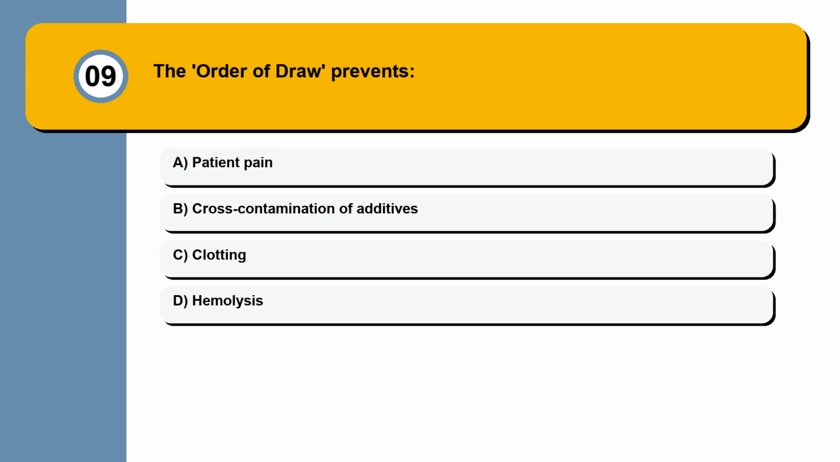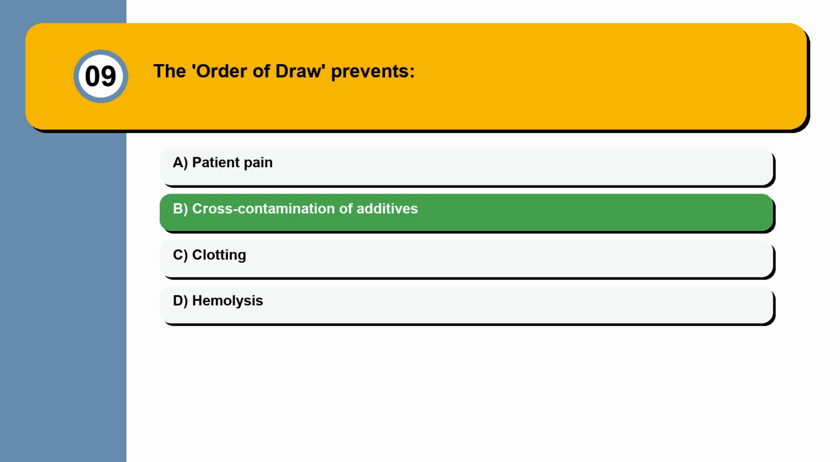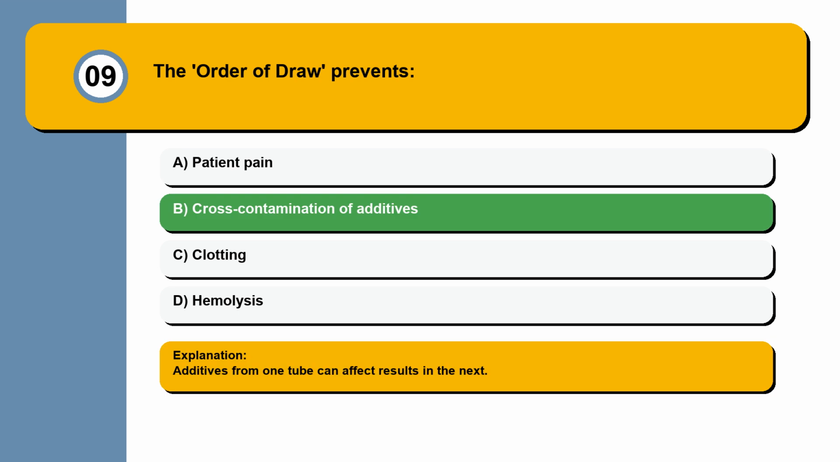Question 9. The order of draw prevents patient pain, cross-contamination of additives, clotting, hemolysis. Additives from one tube can affect results in the next.